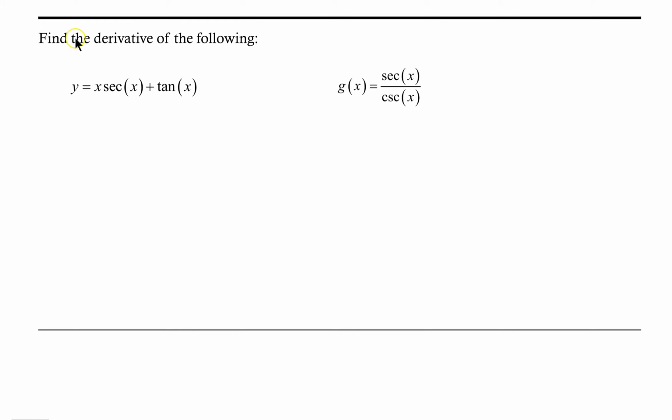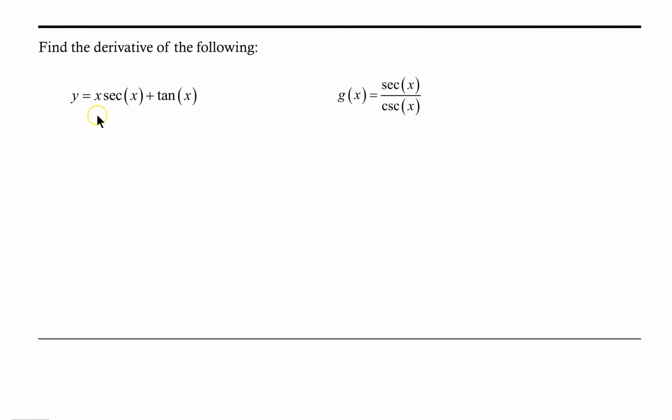Let's take a look at finding the derivative of a couple of functions involving the secant function, the tangent function, and the cosecant function. Our first example is to find the derivative of x times secant x plus tangent x. So we will be using the product rule where we have the x times secant x term, and we will also be using the sum rule.